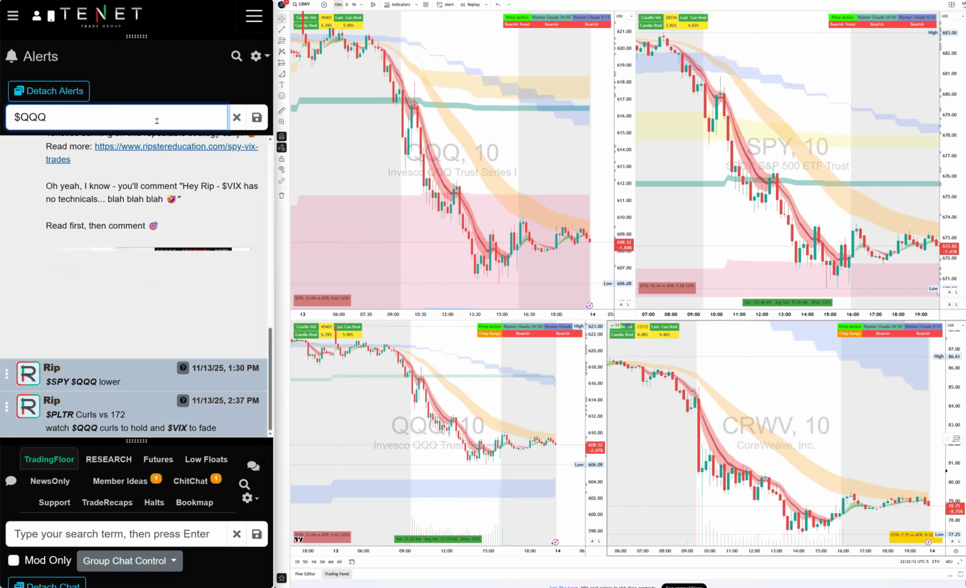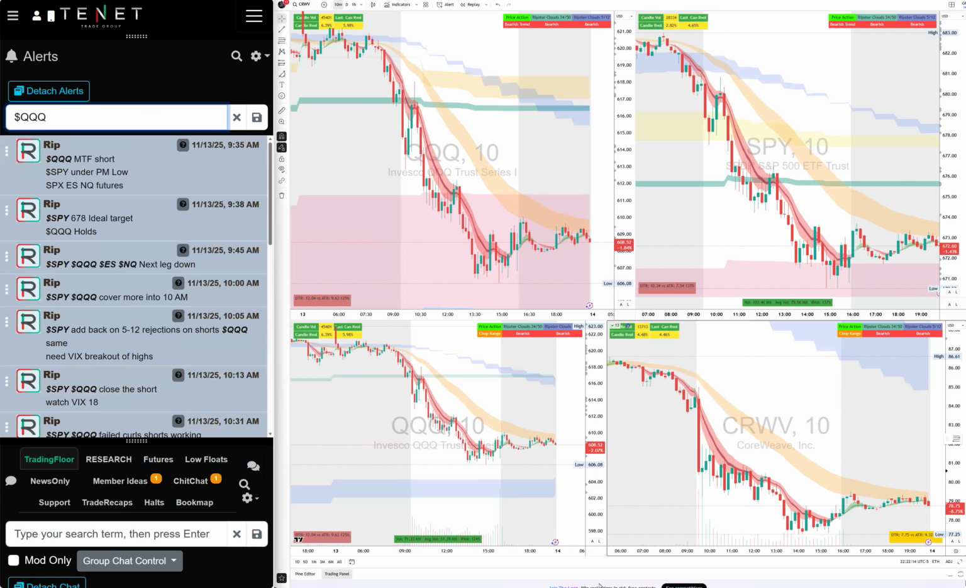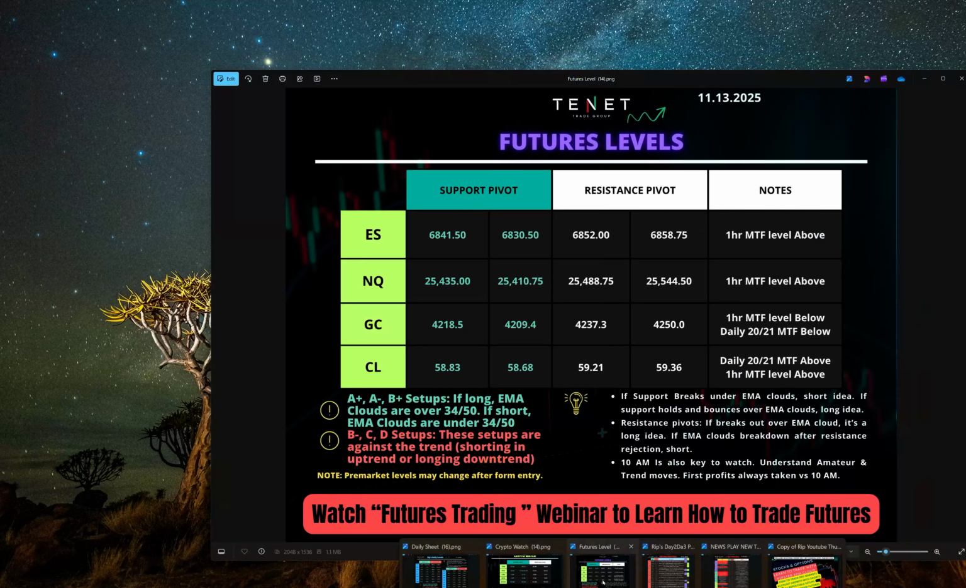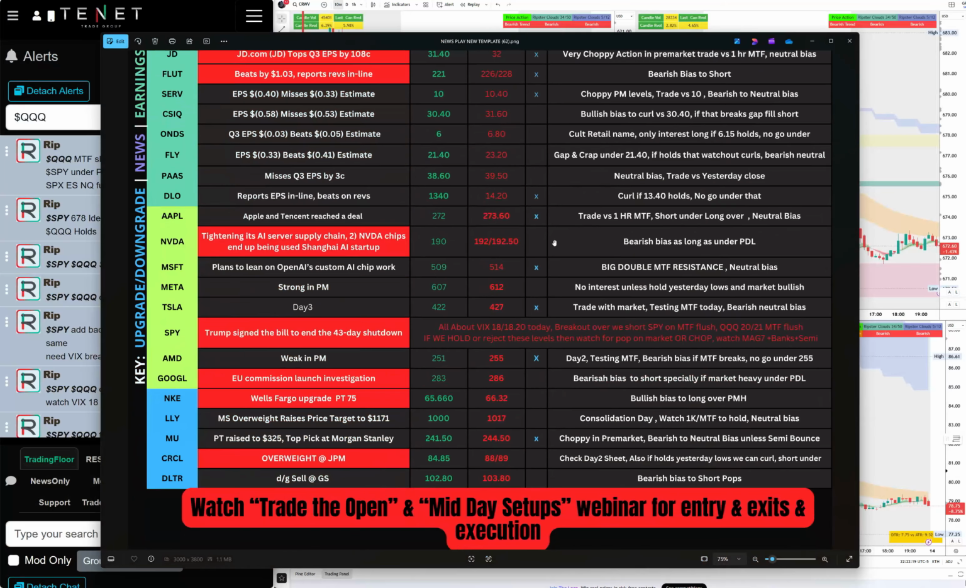So let me show you what was our plan. Simple VIX strategy that I've been teaching for many years. Same VIX strategy, same plan we make every day in the pre-market. It's all about VIX 18, 18, 20 today. Breakout over that, we short SPY, right? So clean plan given to the traders in the pre-market: if VIX breaks out over 18, 18, 20, we short SPY on MTF flush, QQQ on 2021 MTF flush. If we hold or reject these levels, then watch for a pop on the market, right?